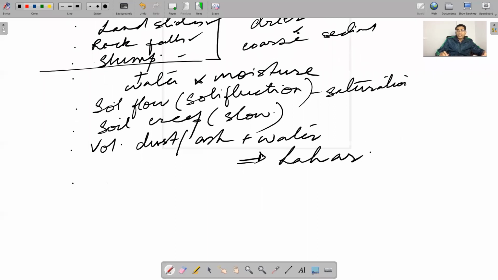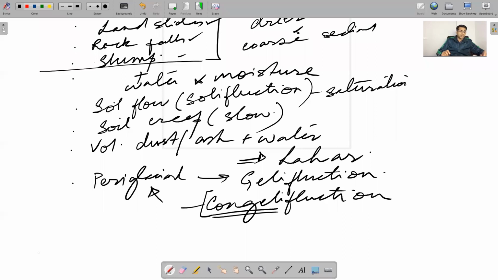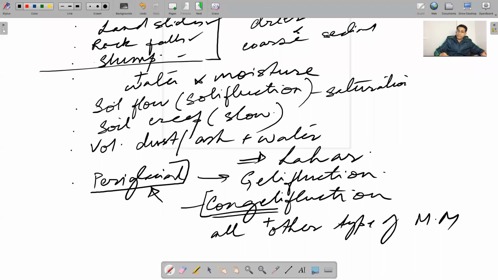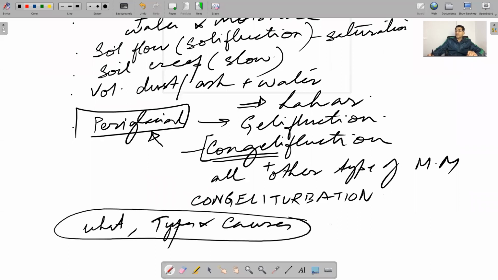We can also talk about soil flows in periglacial conditions. We call this gelifluction, or now it's also called congeliturbation. If this word is used, this is related to the periglacial processes. Congeliturbation plus all other types of mass movements of periglacial are together also called congeliturbation. Basically, I'm looking at a question: what are mass movements? Discuss the types of mass movements and their causes. This is the question I'm looking at.